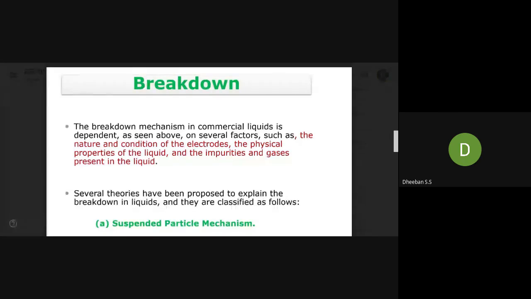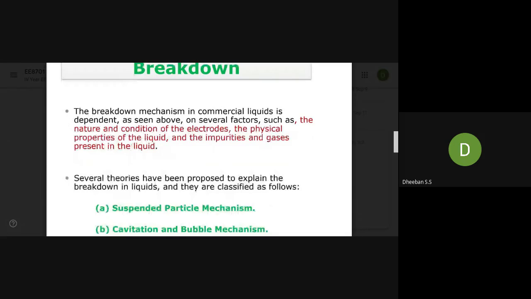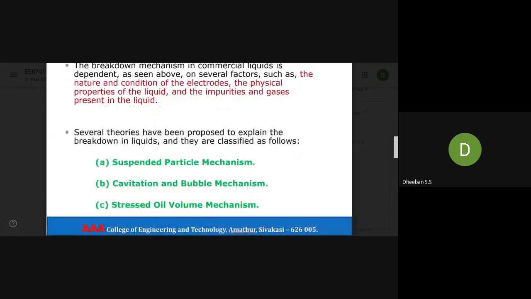Okay. So how the breakdown mechanism occurs is dependent, as seen above, on several factors. First one is the nature and the condition of the electrode. Second is the physical properties of the liquid, and next is the impurities and gases present in the liquid. So several theories have been proposed revolving around commercial liquids. First one is the suspended particle mechanism. Second one is the cavitation and bubble mechanism. Third one is the stressed oil volume mechanism. So these three are the theories.